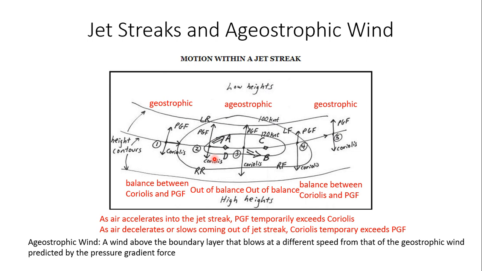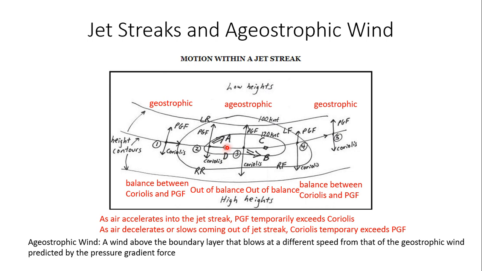So what happens is we get upper level mass to be deflected to this left rear quadrant of the jet streak. So we have excessive mass in the left rear quadrant of the jet streak. We have removal of mass in the right rear quadrant of the jet streak.